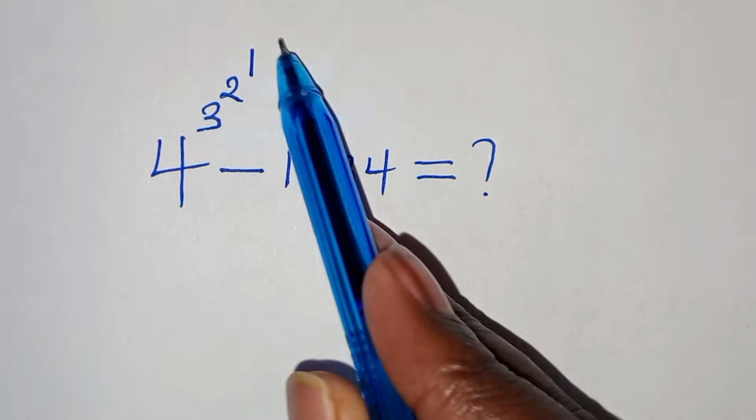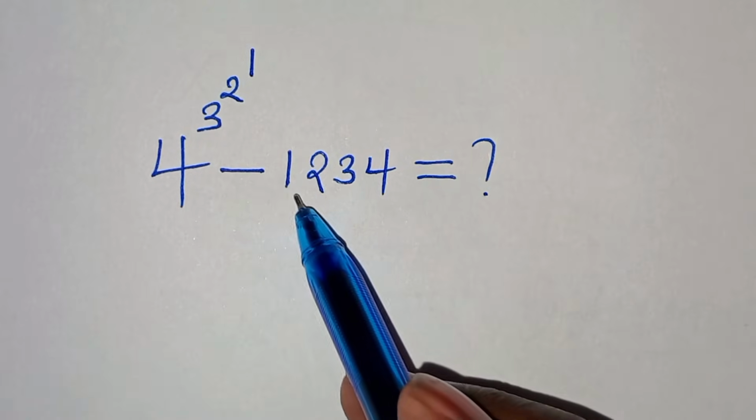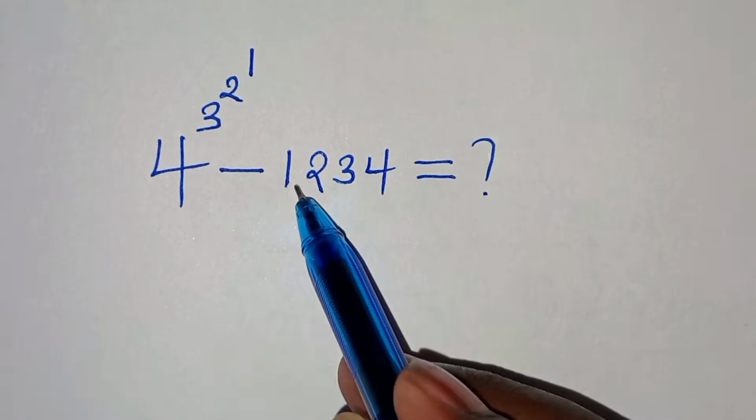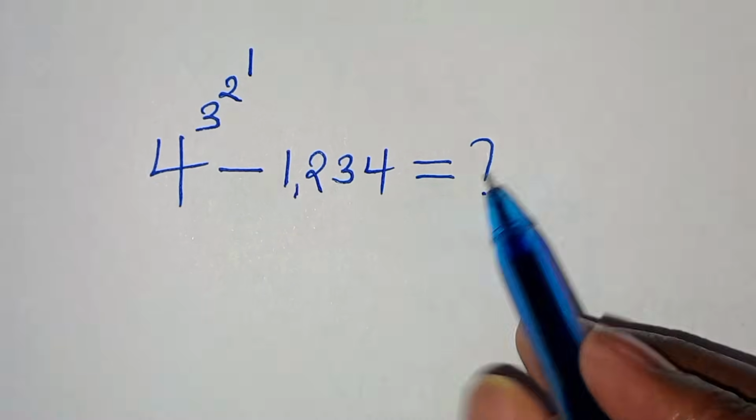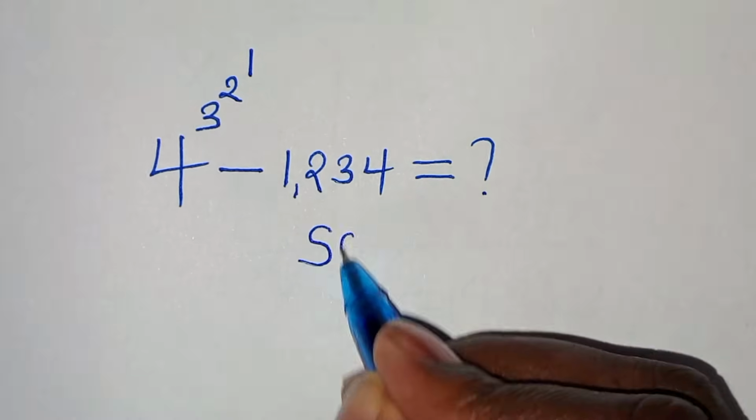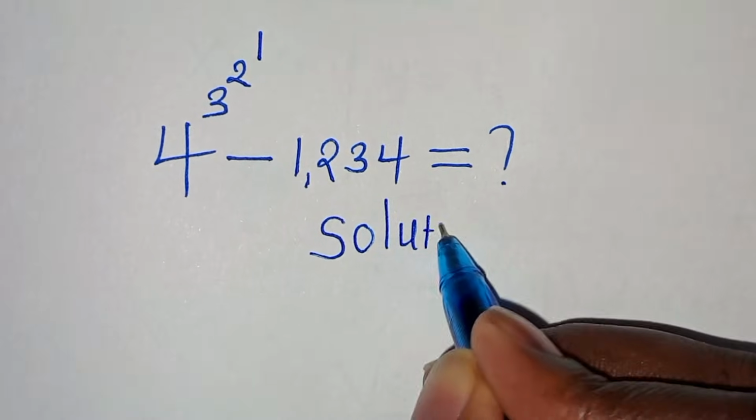We are solving this math problem: 4 to the power of 3 raised to the power of 2 raised to the power of 1, subtract 1234. So what is the solution to this? Let's provide a solution from here.